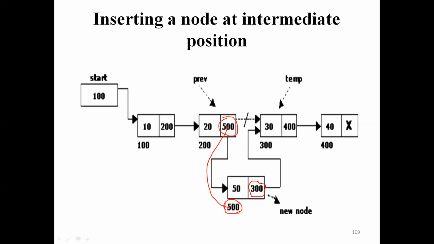What are the fields, the variables, that should be updated when you are inserting an element? That's all. While inserting at the middle, you have to update two variables. One is the previous node's next pointer. Earlier this was 300, now it becomes 500. And the new node's next field. Earlier what will be there? Earlier it will be x, null.